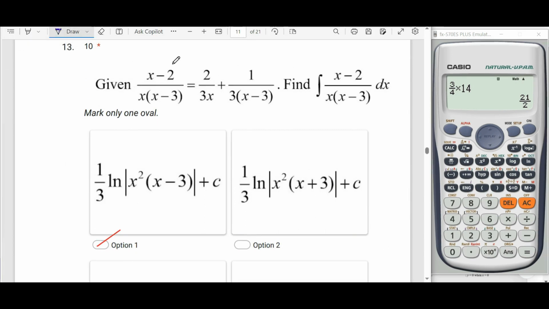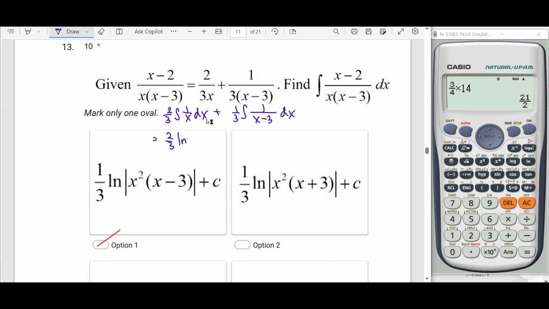Then next, given that this fraction is already expressed in partial fractions, so we need to integrate this. So we substitute our partial fraction. The first one, the fraction 2 over 3. We factorize, simplify the constant. Then plus 1 over 3 integrate 1 over x minus 3 dx. Alright, so we substitute this fraction, which is partial fraction. Then we see the constant. We factorize out. So once we factorize out, we can integrate it simply.